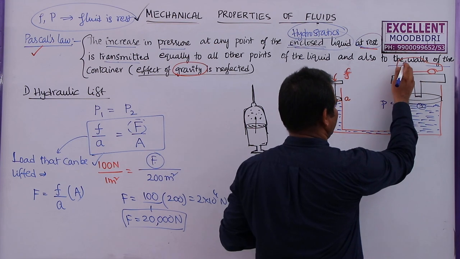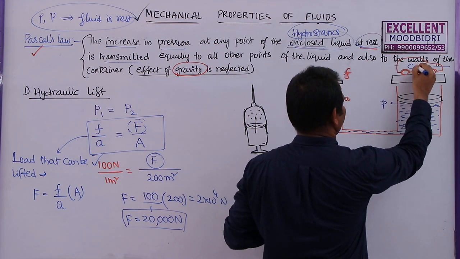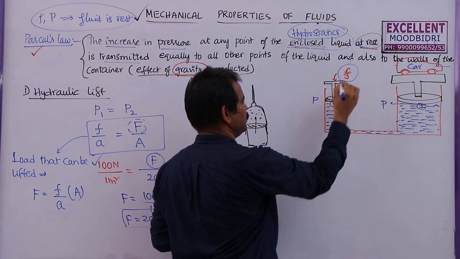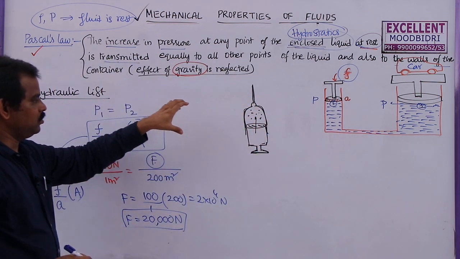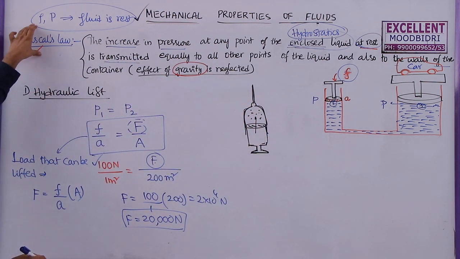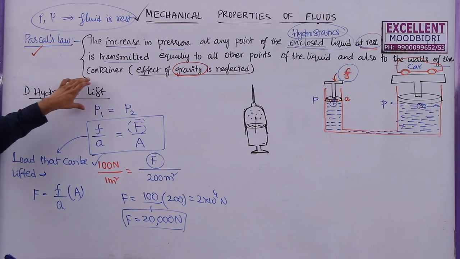So a car can be lifted very easily by applying a small force here. So this is a very good machine that works on Pascal's law, and we call it a hydraulic lift.